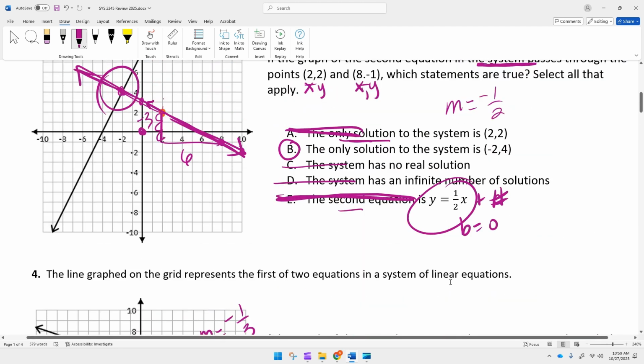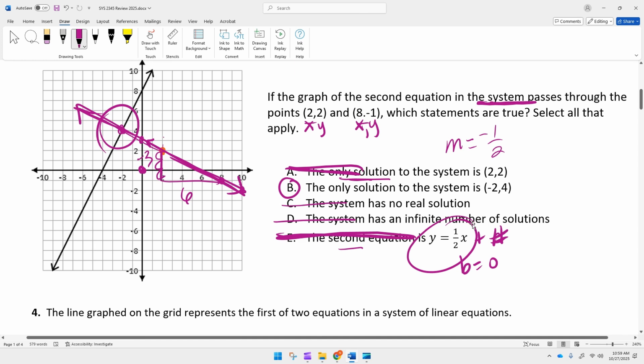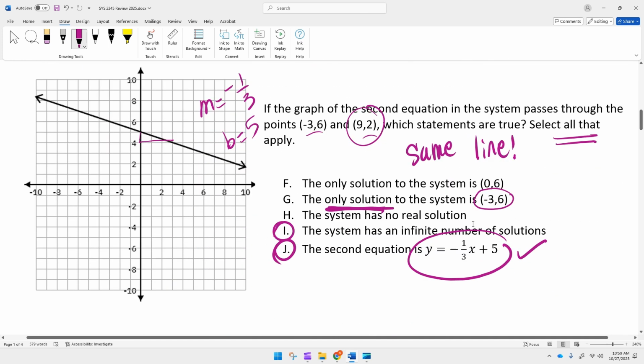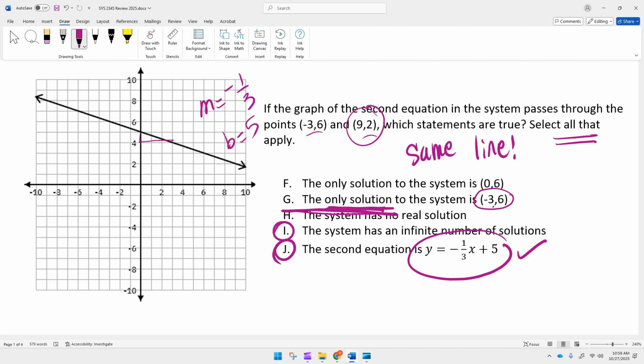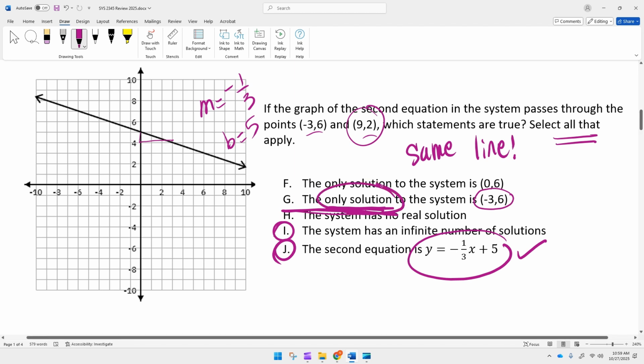On the one above, we eliminated everything, so B would have been the only one we would select. But on this one, we would only select I and J. We know that there's no real solution. And we would not select F and J. Even though negative 3, 6 is a solution, the wording right here where it says the only solution knocks that answer choice out. Does that make sense?